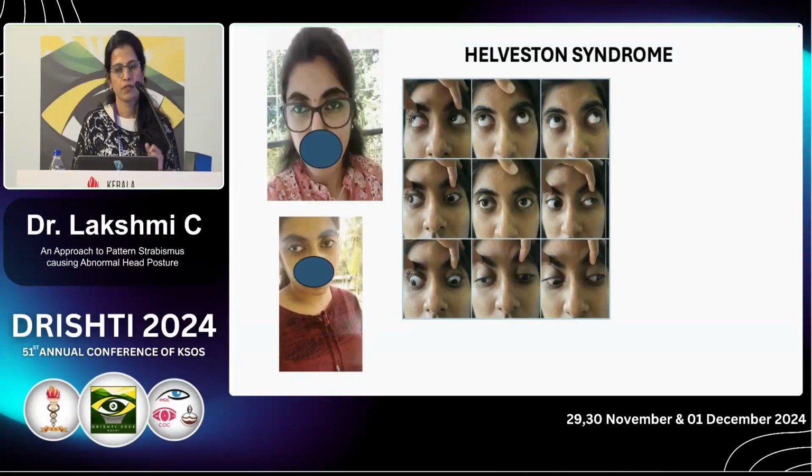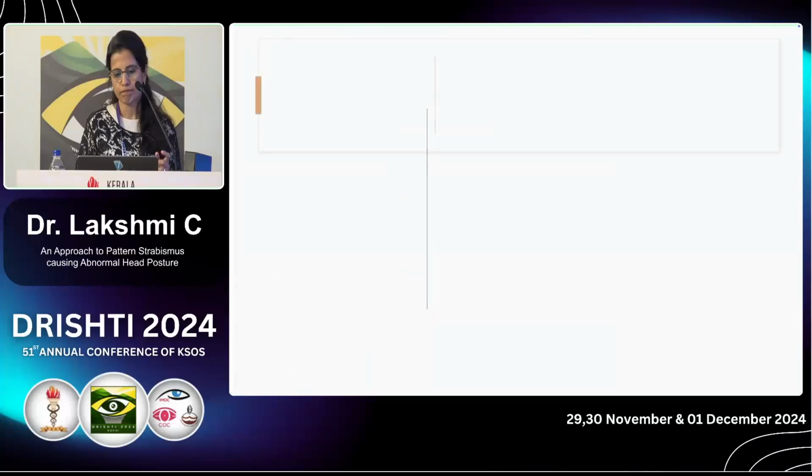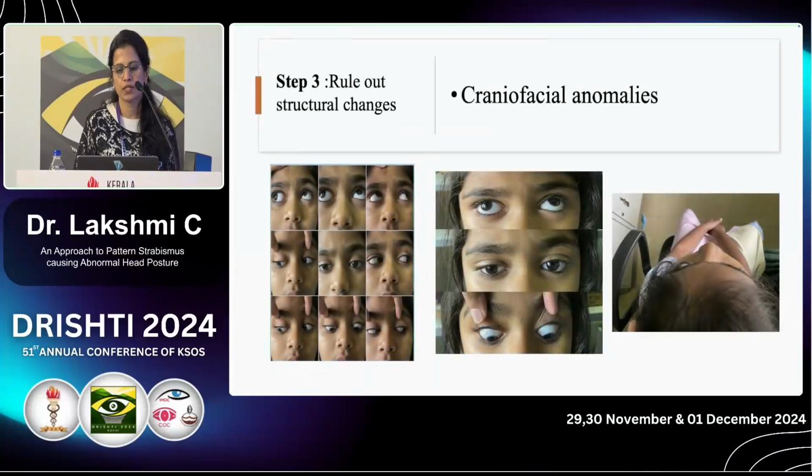So this is the patient with an A pattern exotropia, and in these pictures we can see that the patient is keeping a chin down posture, but along with it she has a small right head tilt, and in this position the exotropia is actually more, and she also had a DVD. This was a patient with Helveston syndrome, A pattern exotropia and DVD. And as already mentioned, craniofacial abnormalities we need to see for plagiocephaly.